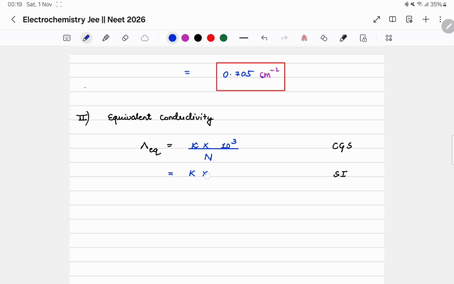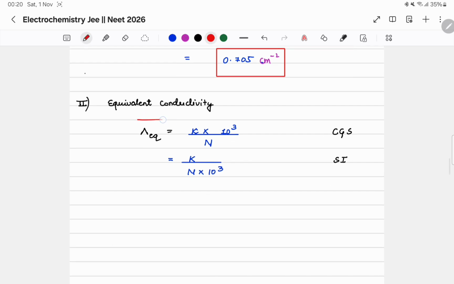Kappa into normality into 1000. So again I'm just repeating, CGS 1000 will be in numerator, SI 1000 will be in denominator. That is the very important thing you have to be aware of. Now the moment we have clarity, we will proceed with the question. So let me put it in a box so that you can understand which formula is going to be utilized.